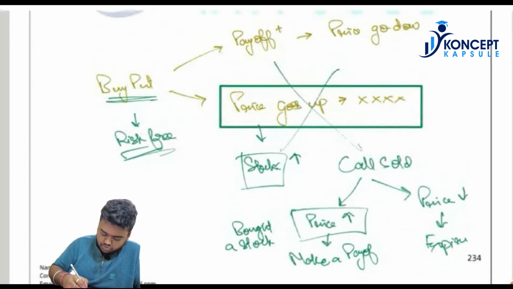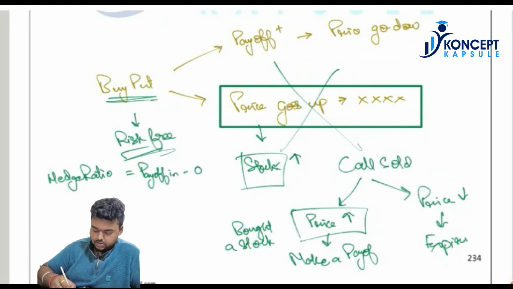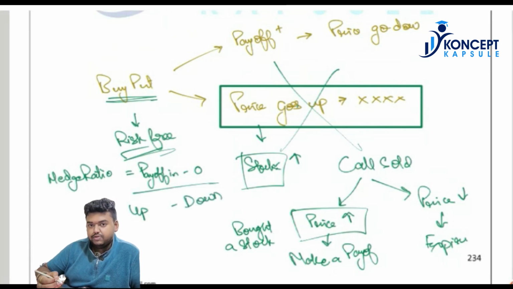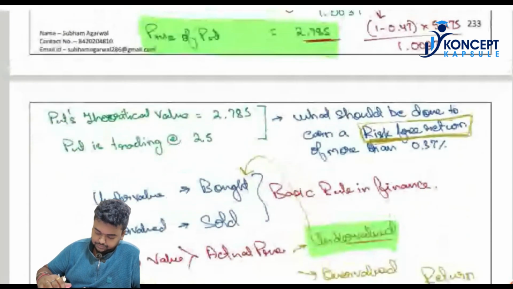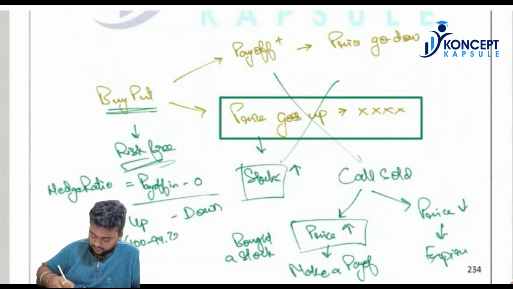Now with this understanding, what is the hedge ratio? Hedge ratio is the payoff when the option is in the money minus 0, because when the option is out of the money it will be 0, divided by up minus down. What will be the payoff when the option is in the money in case of put? It will be 100 minus 94.725, minus 0, divided by 117.9 minus 94.725.